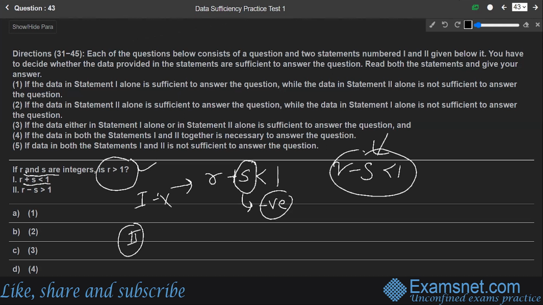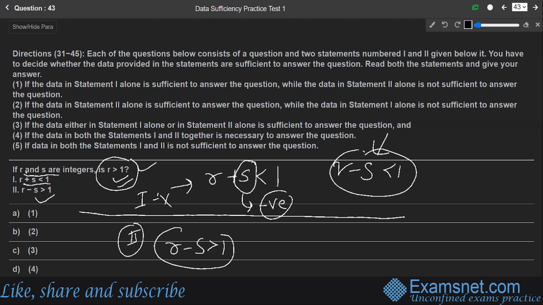If we see statement number 2, and we are supposed to see statement number 2 alone, they are saying R minus S is greater than 1. So using this information, can we answer whether R is greater than 1 or not? Now again, the problem depends entirely on S. What is the value of S? If the value of S is less than R in terms of positive ones, then R minus S will obviously be greater than 1. But if S takes a negative value, then it will actually become R plus S, and that we have to check as greater than 1 or not. And if it just takes a positive value, it will be R minus S greater than 1 or not.